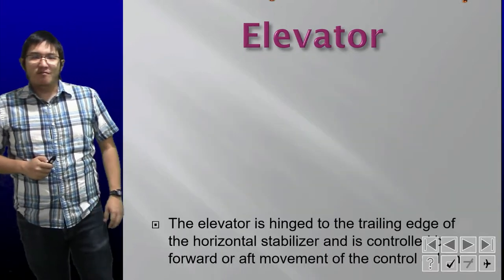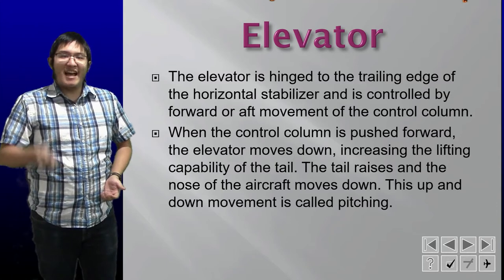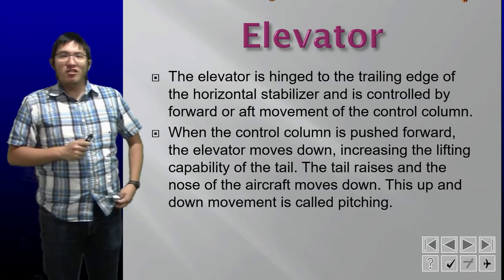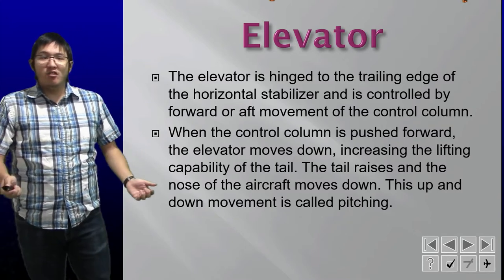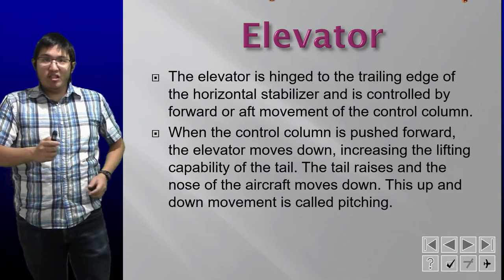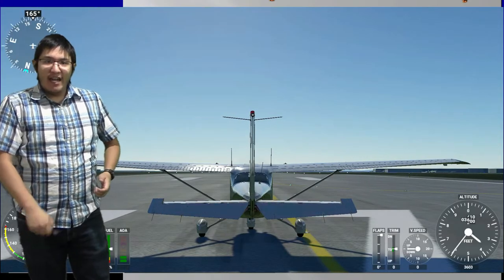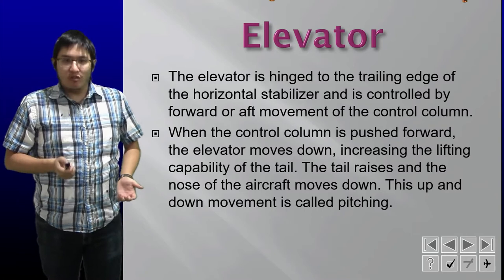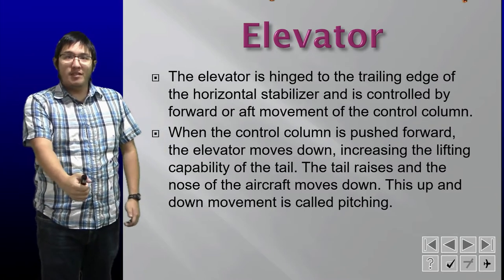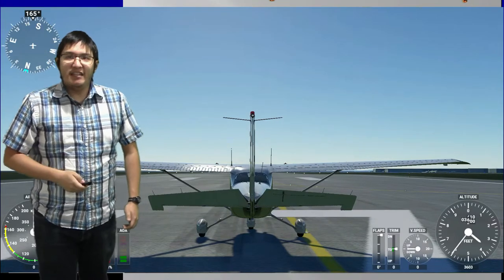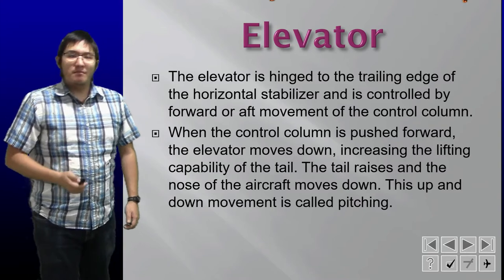The elevator. The elevator is the control surface hinged at the trailing edge of the horizontal stabilizer. It is controlled by the forward or aft movement of the control column. So when the control column is pushed forward, the elevator will go down and the nose will also go down. When the control column is pulled back, then the elevator will go up and the nose will also go up.